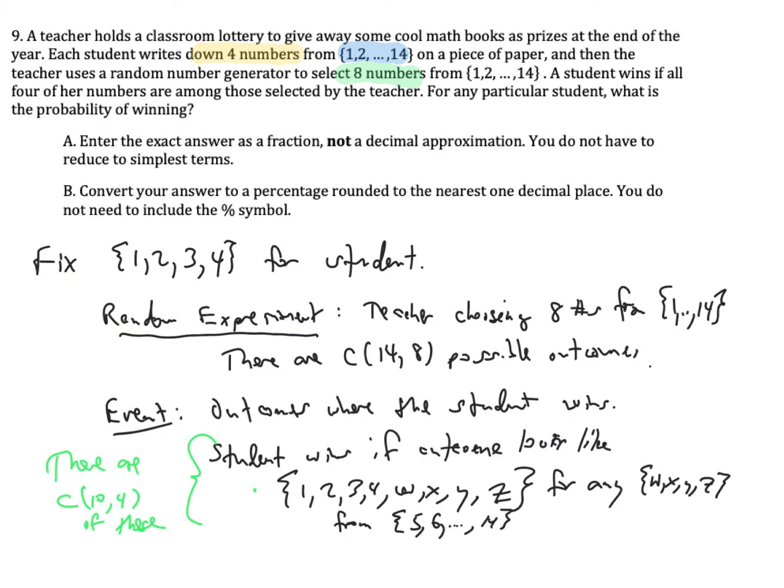So of the 14 choose 8 possible outcomes total, 10 choose 4 of them would be winners for the specific lottery ticket 1, 2, 3, 4. And since we believe it doesn't matter which ticket the student plays, the same argument would give us the same probability. So the probability of winning is going to be total number of outcomes on the bottom. It's 14 choose 8. The number of those in which the student wins is 10 choose 4. So that ratio, 10 choose 4 divided by 14 choose 8, is going to be the probability that a particular student wins a prize.